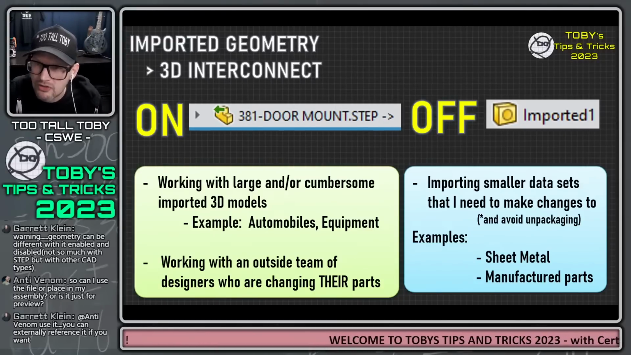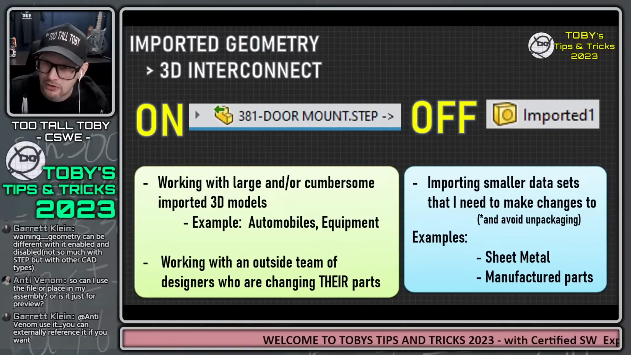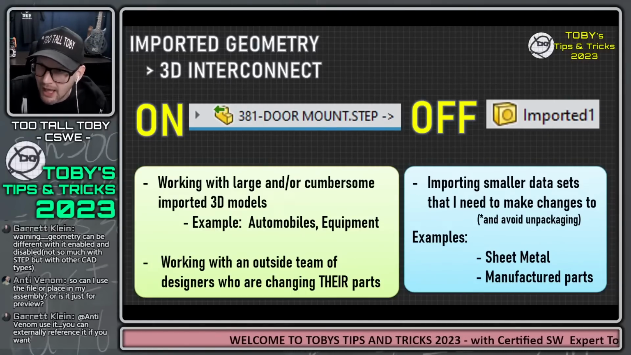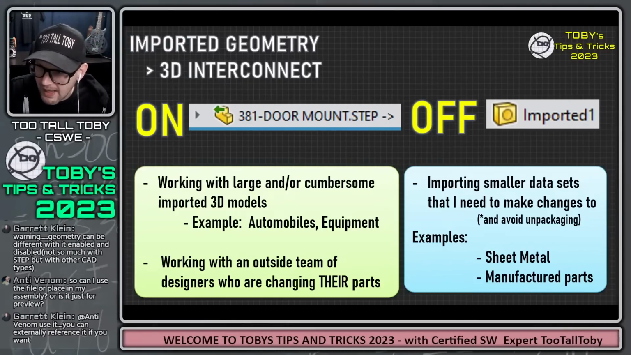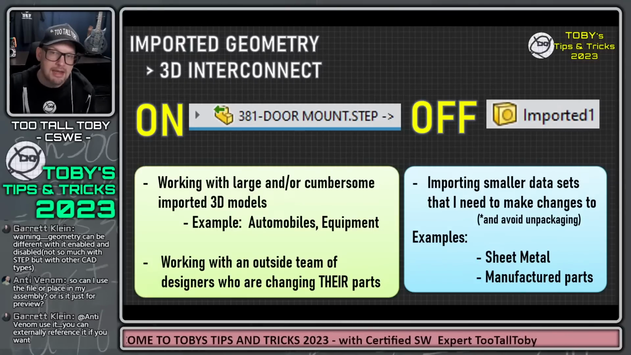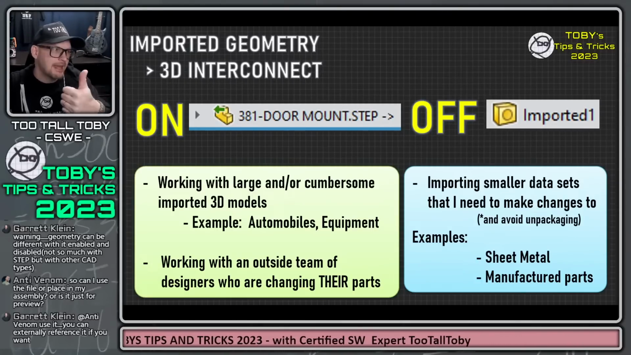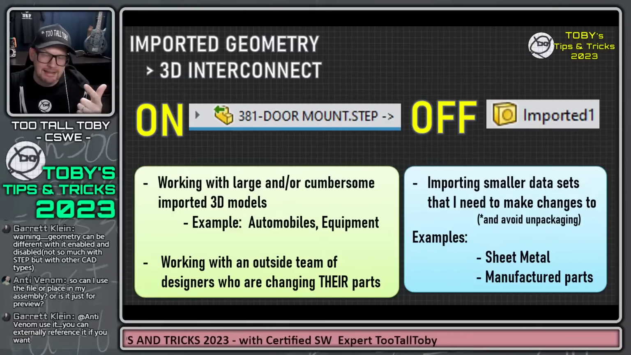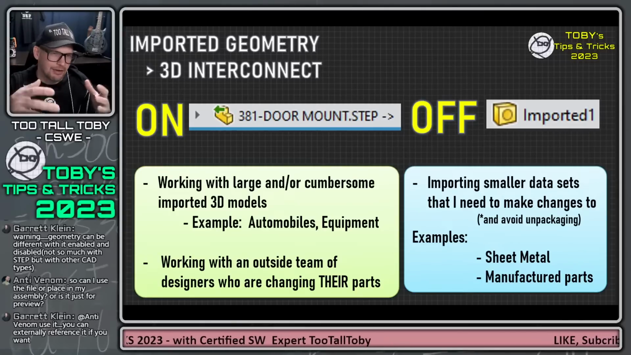Just looking at some questions, Garrett's got a lot of experience with 3D interconnect. I'm not going to read his questions, but I encourage you to read through the chat. Anti-Venom says, can I use the file or just place it in my assembly, or is it just for preview? No, you can use it. It is solid geometry that you can use and reference. You can mate it in your assembly. You can do a convert entities. You can still use it even if it's an imported container file.